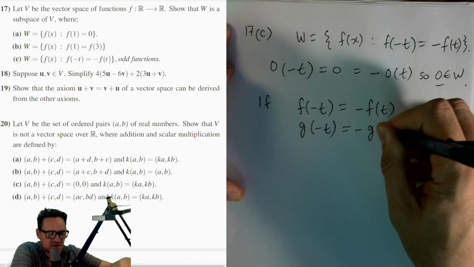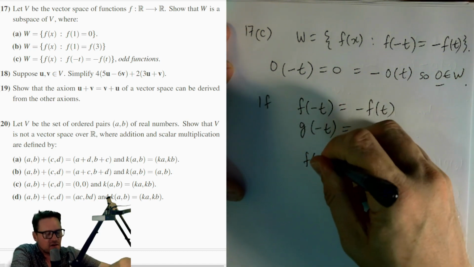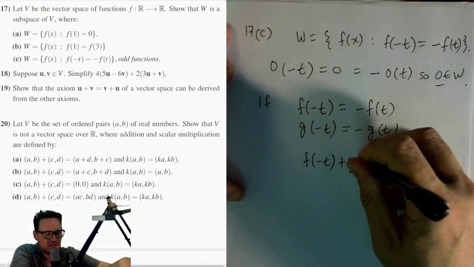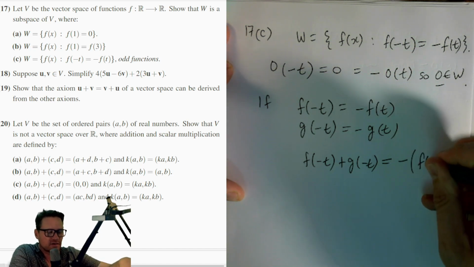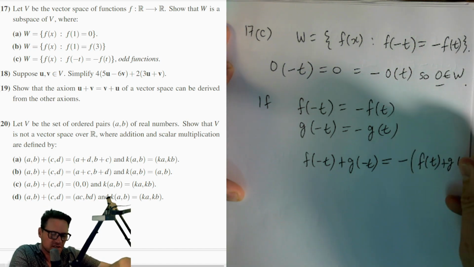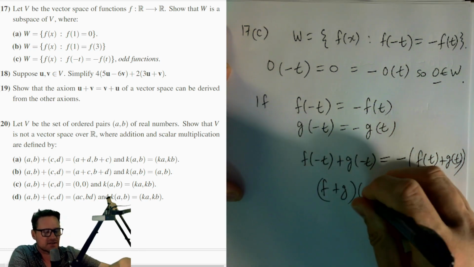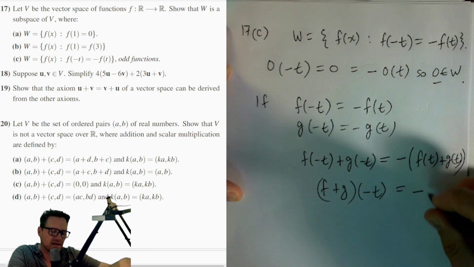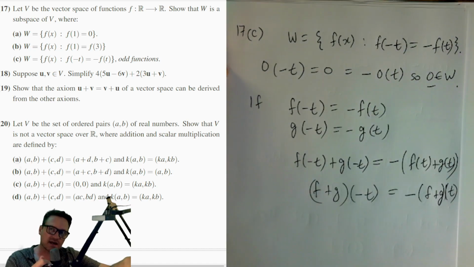Okay, next, if f of minus t is minus f of t, and g of minus t is minus g of t, then adding these two equations together, we have f of minus t plus g of minus t is equal to minus in brackets f of t plus g of t. Okay, and so f plus g as a function acting on minus t is equal to minus f plus g as a function acting on t. So the second property holds.